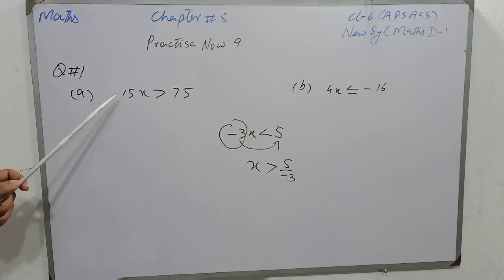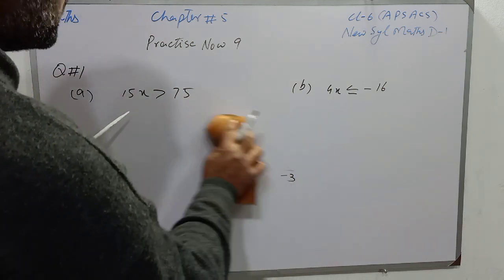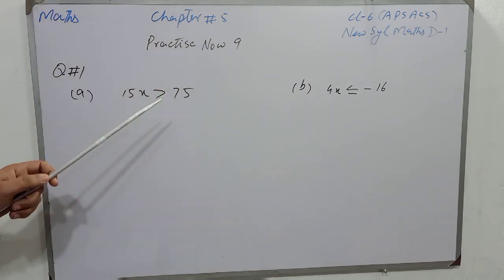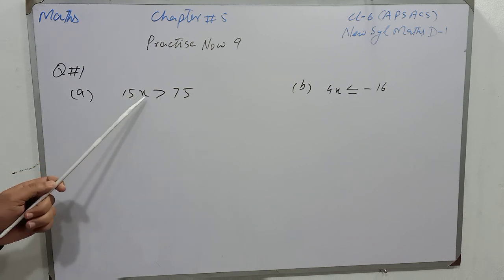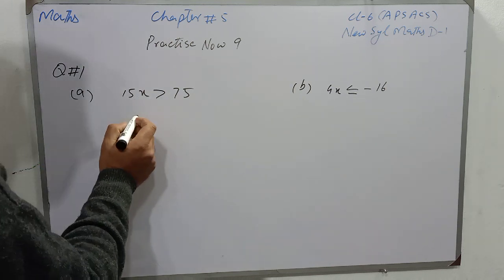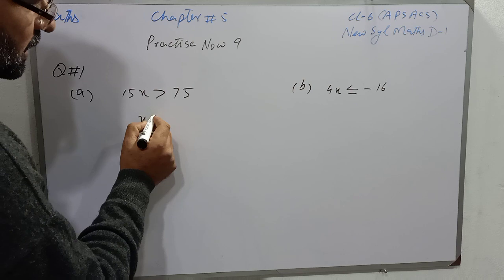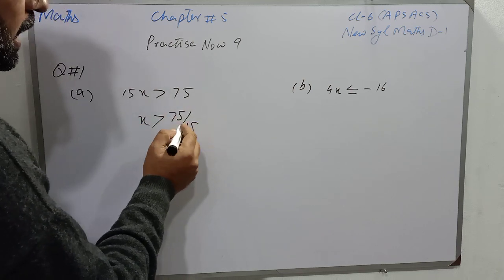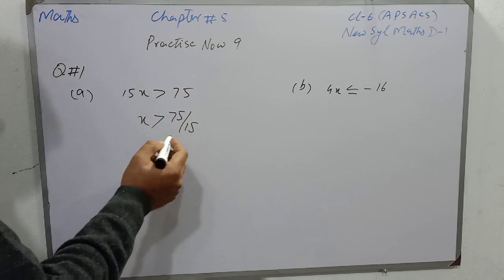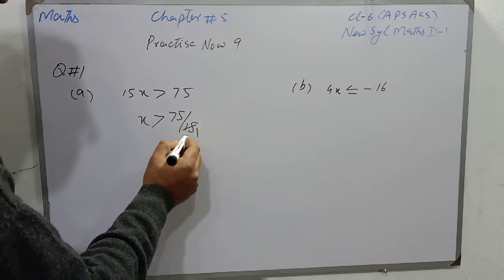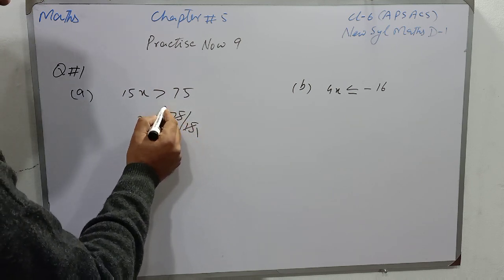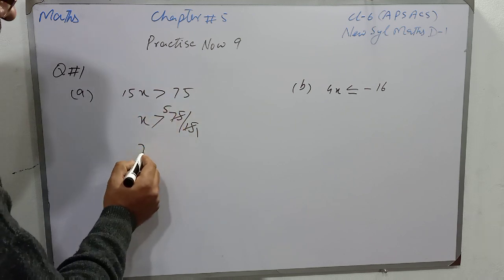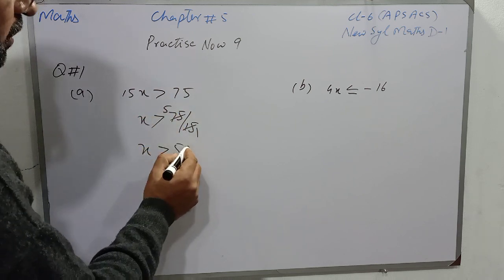And as 15 is positive, when we transfer this 15 to the other side of the inequality, we need not change the sign. So it is written as x is greater than 75 over 15, and 15 and 75 are multiples of 15, so 15 ones are 15, 15 fives are 75, and x is greater than 5.